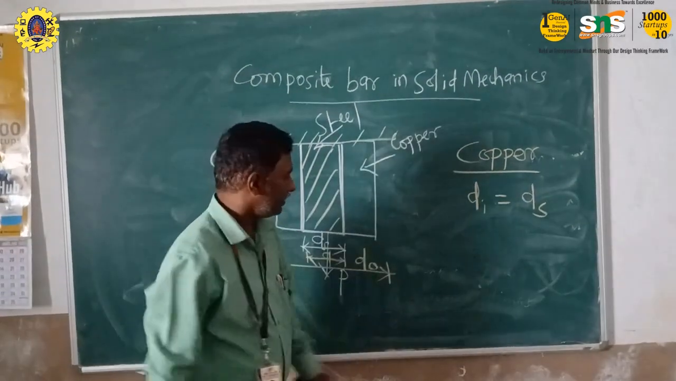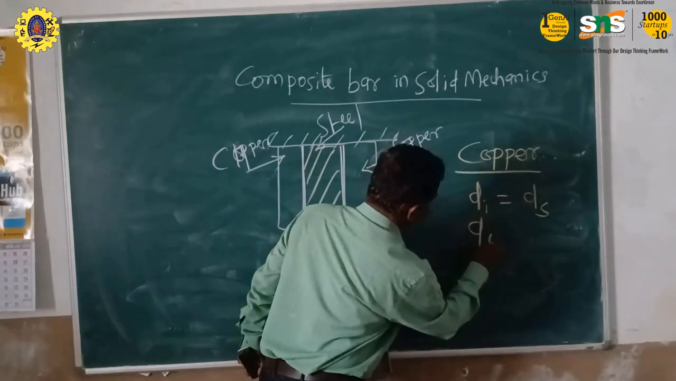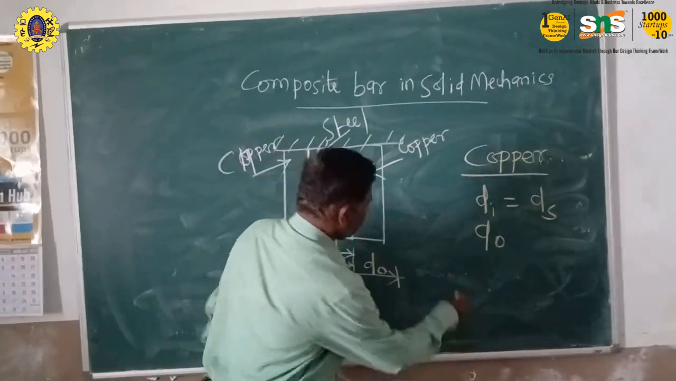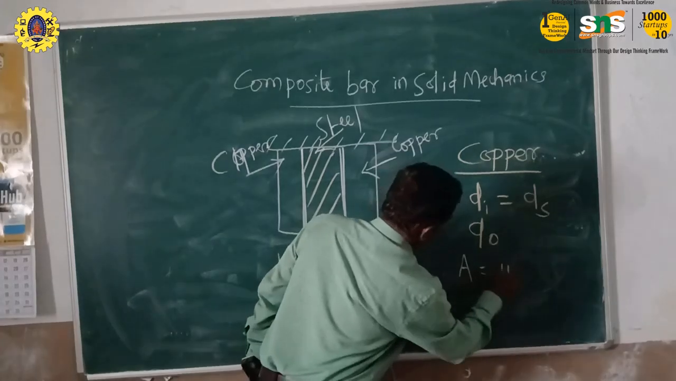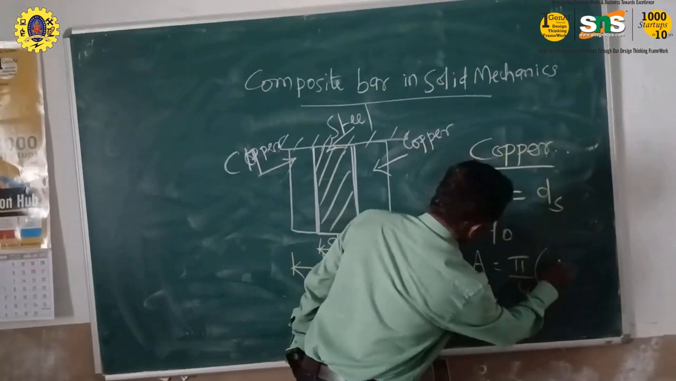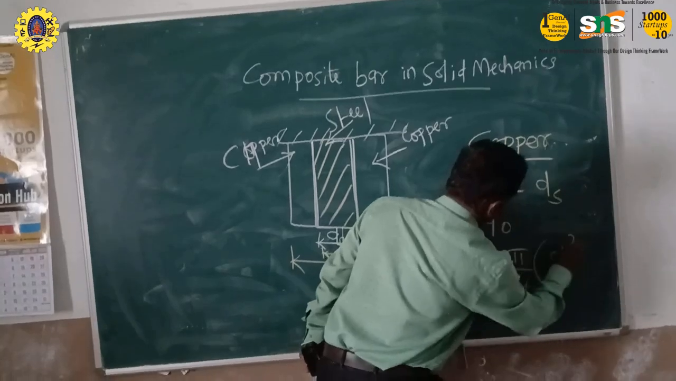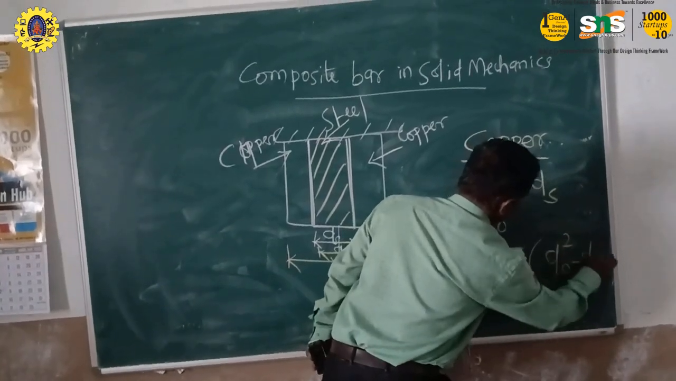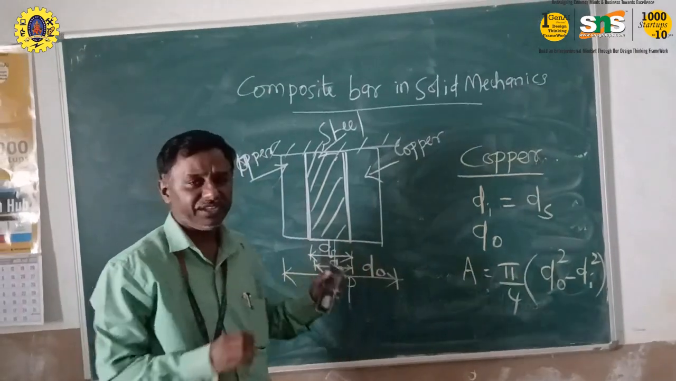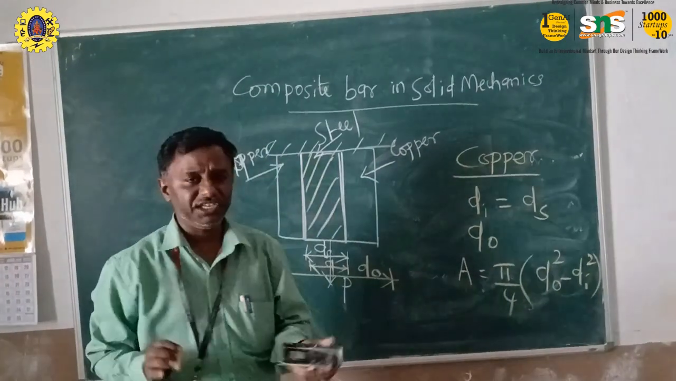Then the outer diameter of the copper, let's take this as D naught. Then how to find the area? Area is equal to pi by 4 times, since the copper tube is hollow, the outer diameter squared minus the inner diameter squared. So that is how to find the area of both materials.